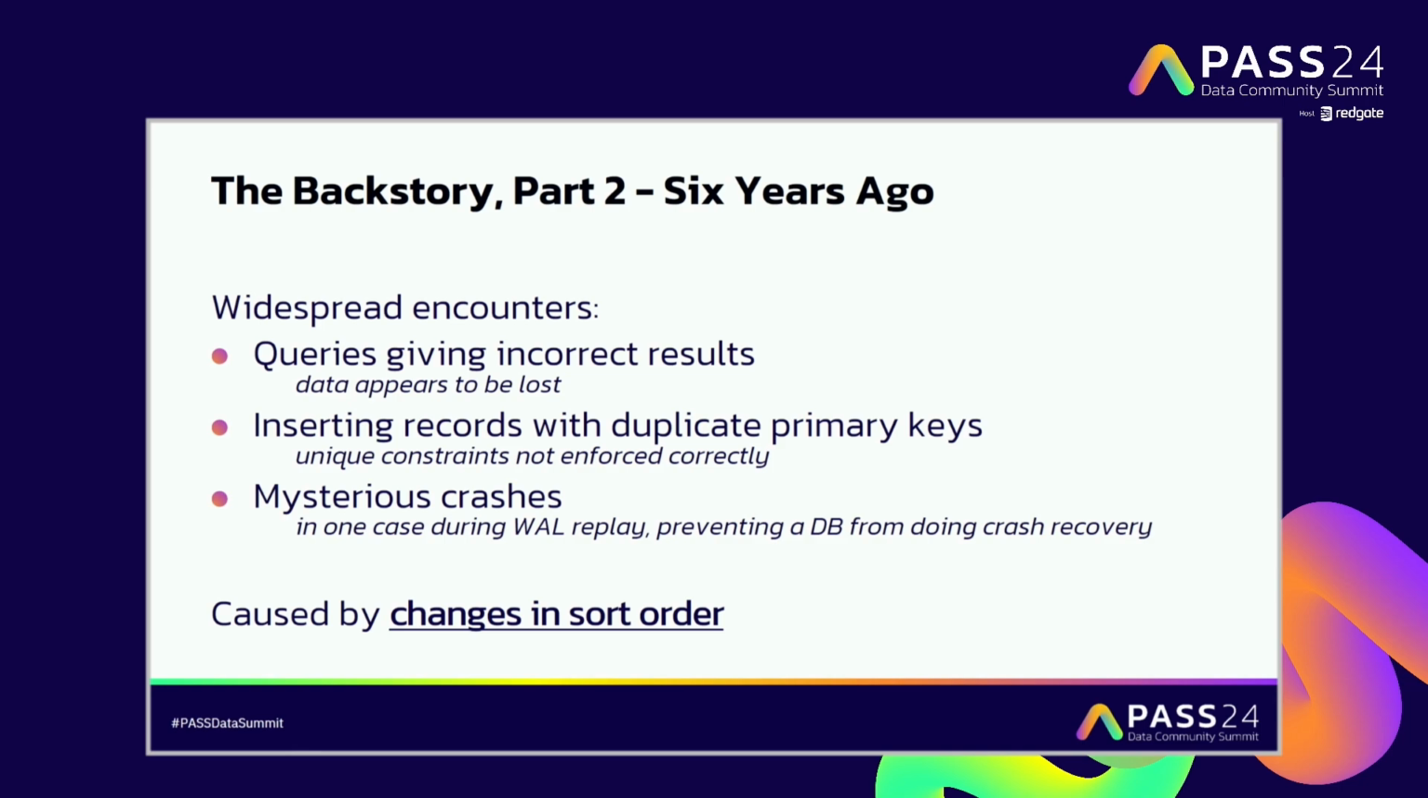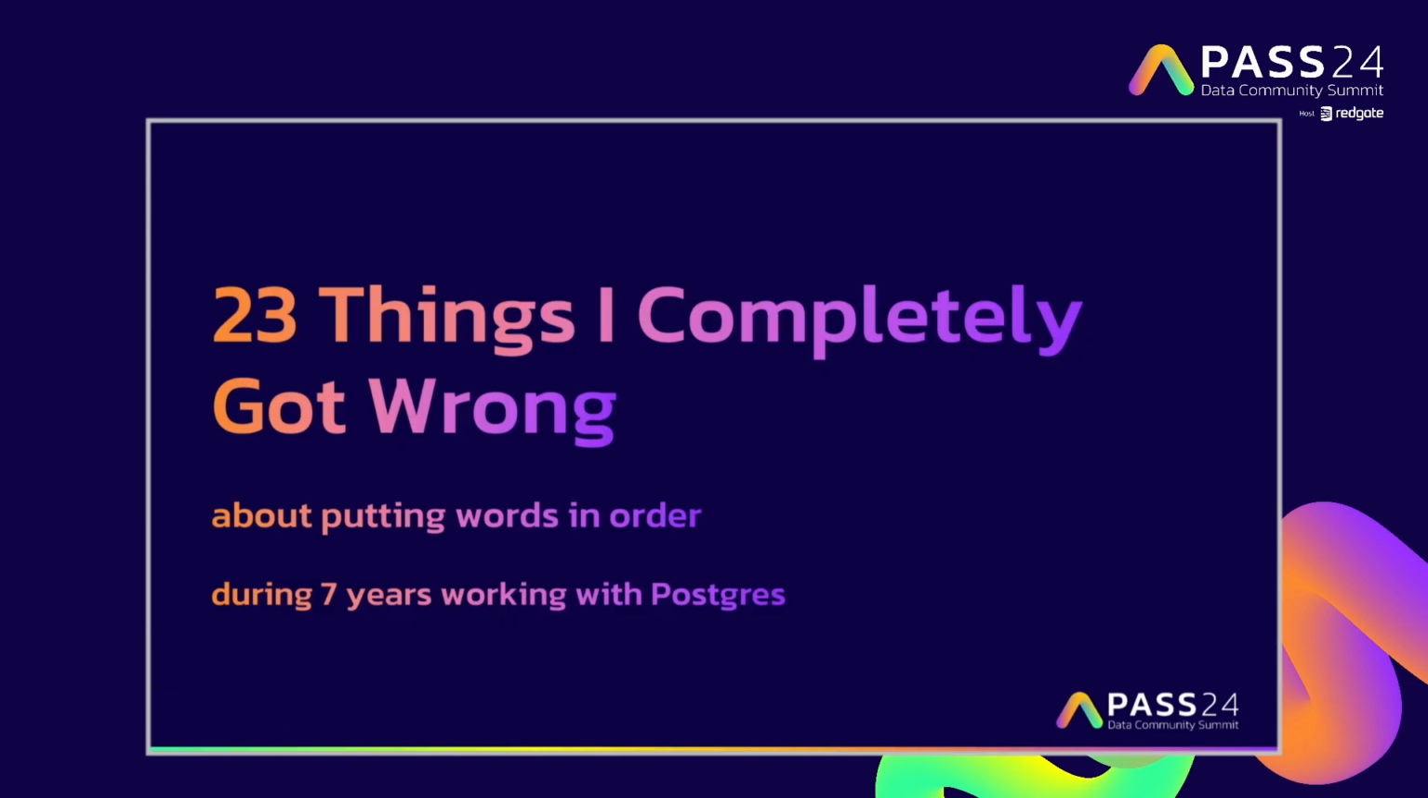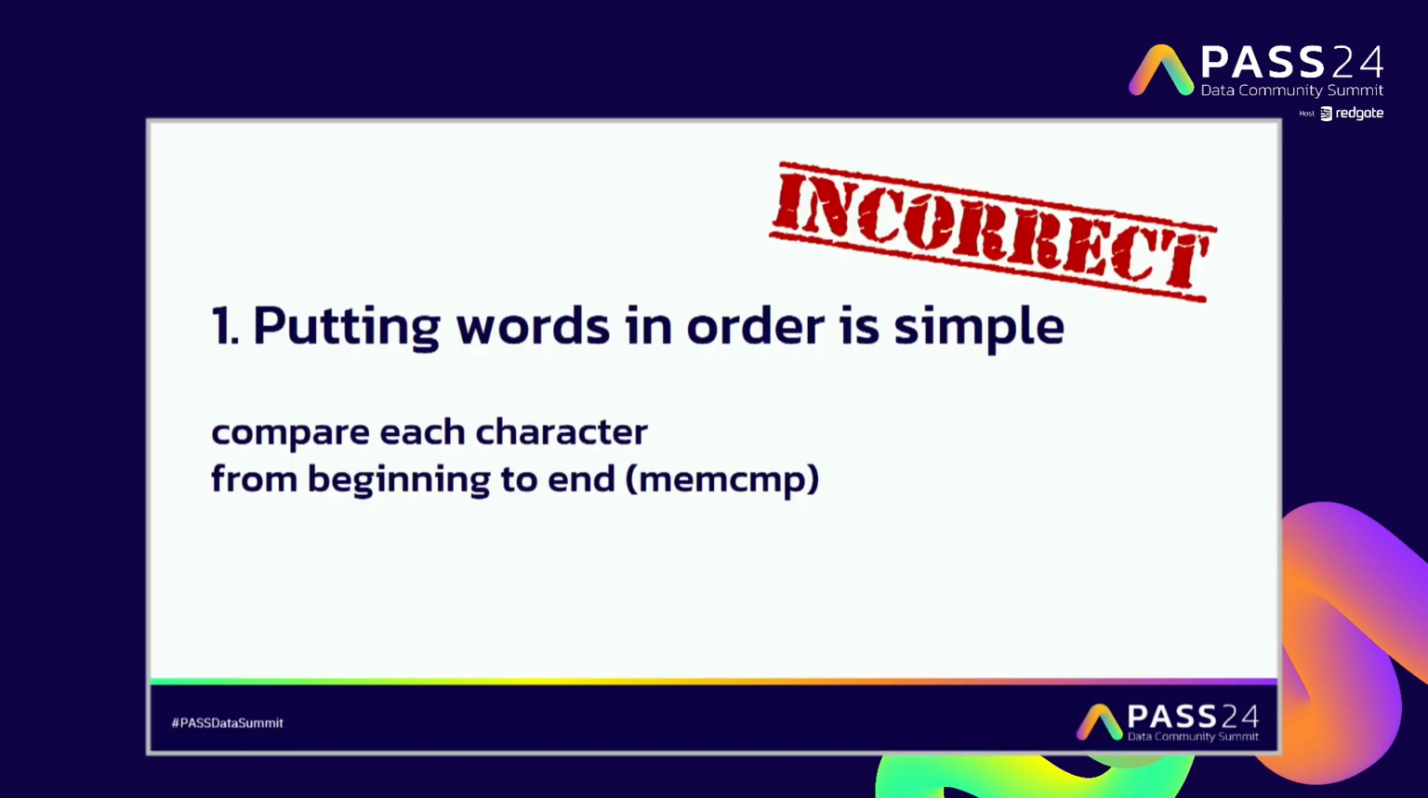So I think that the easiest way for me to walk through some of the history and the evolution over the past 7 years is just to tell you 23 things that I got completely and utterly wrong throughout this whole process over the last 7 years. And the first thing is very simply the idea that putting words in order is simple.